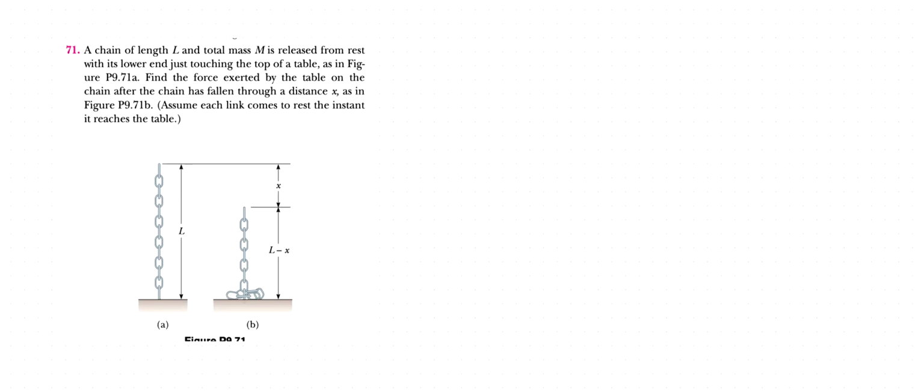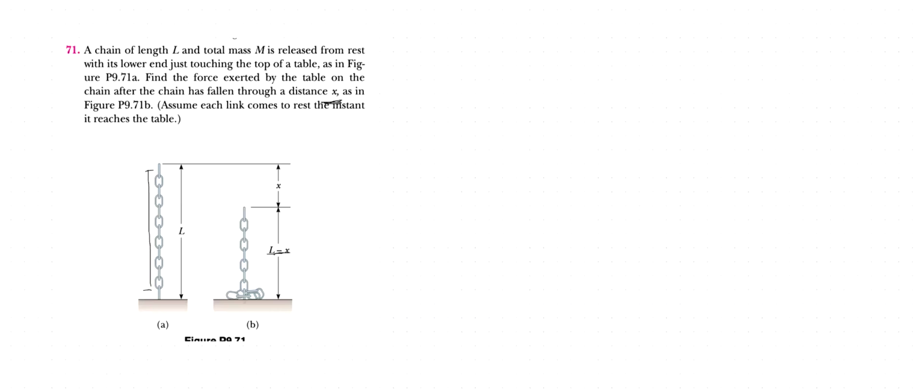So you have a chain of length capital L and a total mass m. The chain is released from rest with its lower end touching the top of the table, as in figure part A. In other words, this part of the figure here. So that's where your chain is, and it's length L. You release it, and it starts to fall on the table. You want to find the force exerted by the table on the chain after it has fallen through a distance x. So here you have L minus x, and x is on the table.